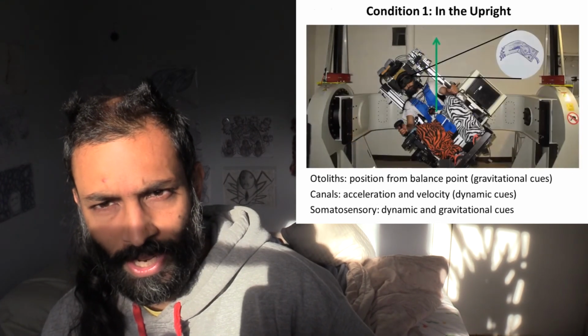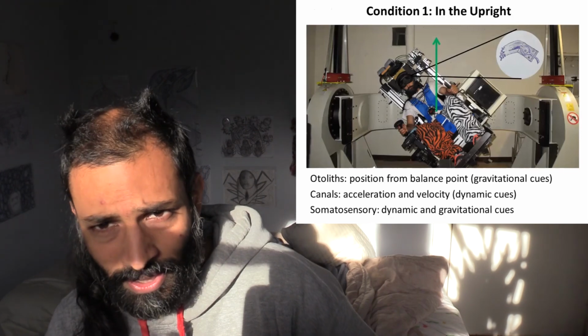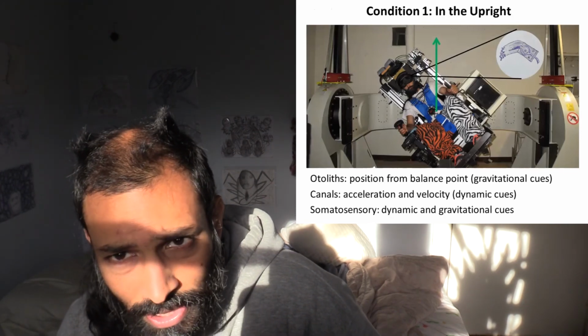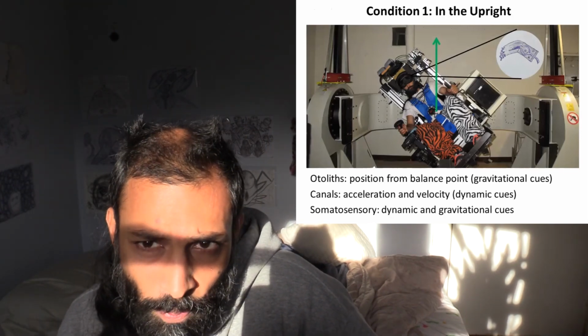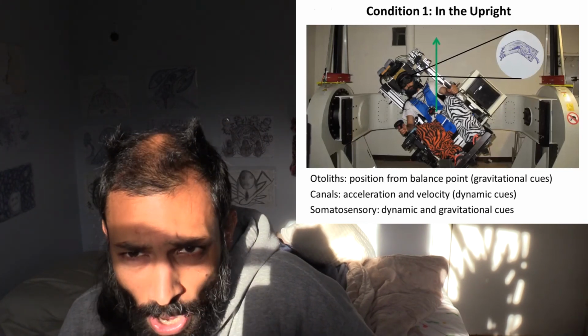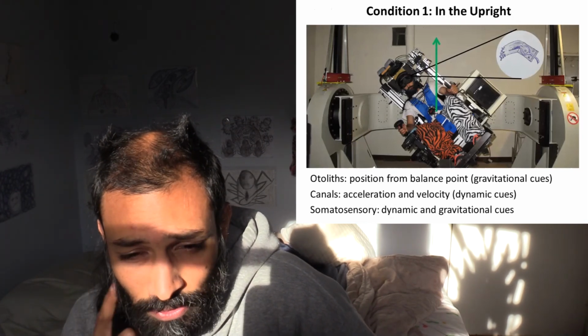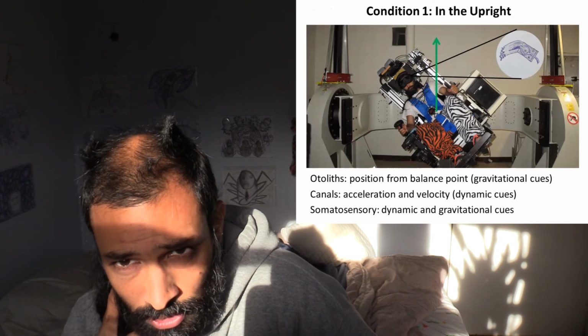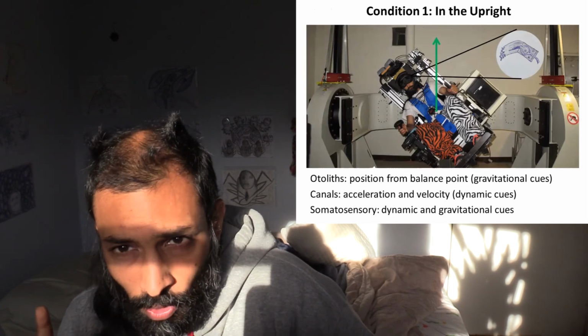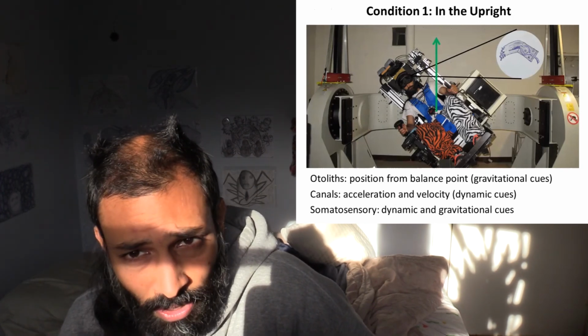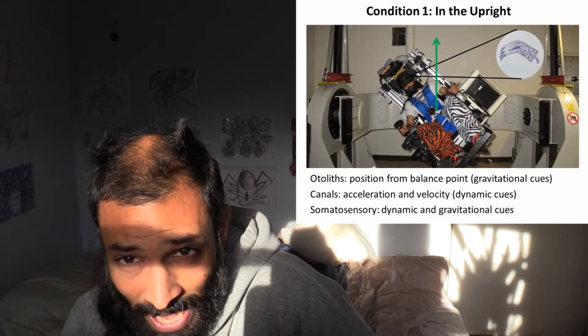To summarize, in this condition, which I call my upright condition, this is my control condition. You have a pretty good sense of where you are because of your otoliths, because of gravitational information. The more you tilt, the more those hairs deflect. You also have a pretty good sense of how fast you're going and how much you're accelerating through your canals.